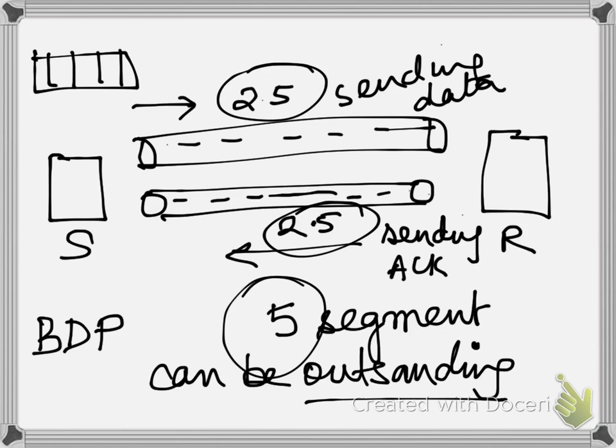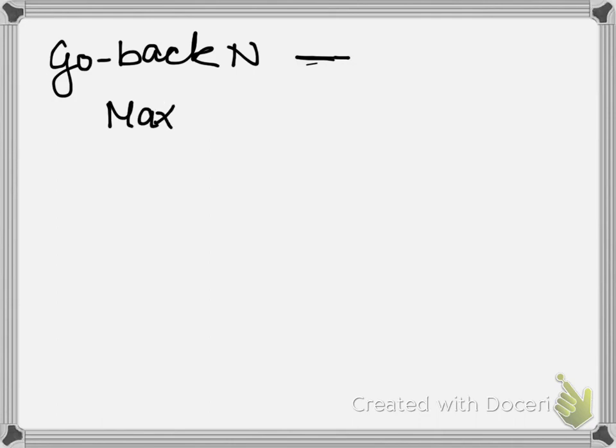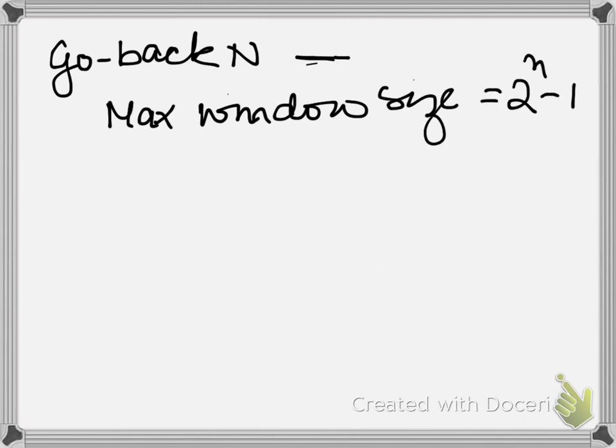Okay, so one piece of information is that through the BDP you get how many segments can be outstanding at a time. So this will help you set the window size. Two other factors that will help you set the window size are based on the protocol that you're using. If you're using go back n, then your max window size is 2 to the power n minus 1.